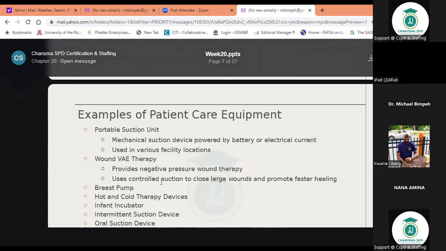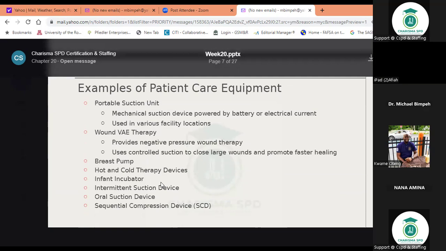Now, examples of patient care equipment: mechanical suction devices powered by battery or electrical. Yes. Hypothermia machine, for example. Well, I'll be talking about that. Now, so mechanical suction devices powered by battery or electrical currents. There are so many things that they use. Some could be powered by battery and some could be electrical. Again, this varies from facility to facility, used in various facility locations.